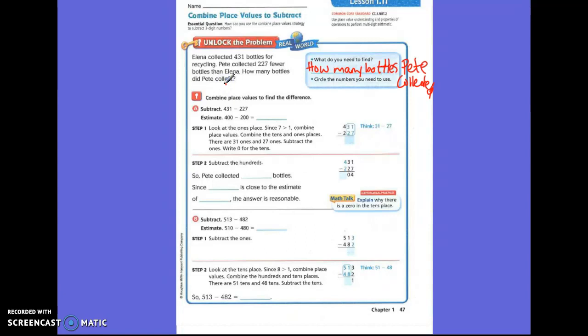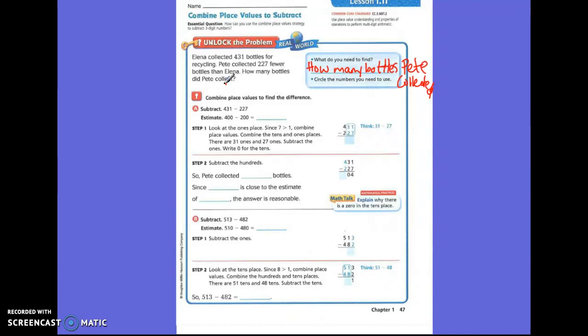Tyson, how'd you know? The answer is he looked at the question. Remember, whenever it asks, what do you need to find? You're always basically writing the question. Isn't the question, how many bottles did he collect? So what are we trying to find? How many bottles he collected? Basically the same thing, right?